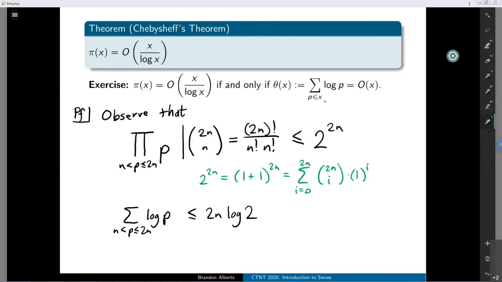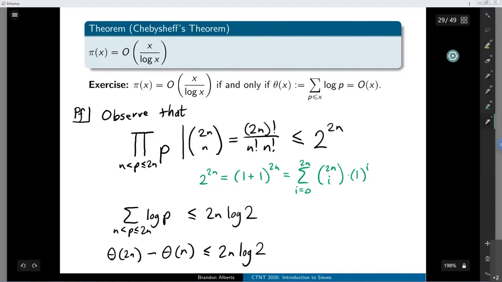We want to prove that the sum over primes less than or equal to x of log p is big O of x. We have the sum over primes less than or equal to 2 times n, also bigger than n, is less than or equal to 2 times n times some other constant. That's almost exactly what we want. The only thing that's sort of off is we're missing all the primes below n. So if I write this in terms of the theta function, this looks like the sum of log p, where p is less than or equal to 2n, but we have to remove all the terms that come from primes smaller than n. We get this inequality. That's pretty close to what we want.